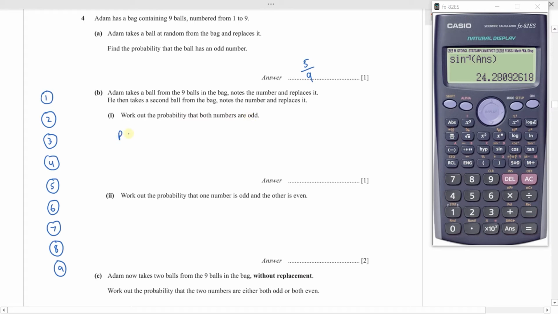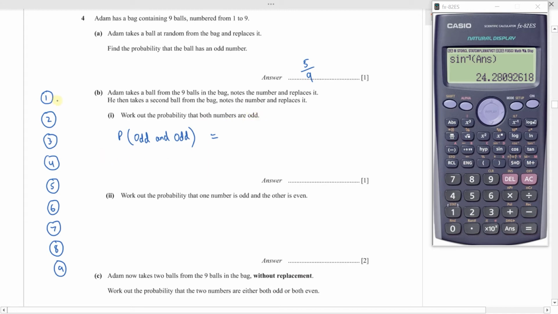So that means you need to find the probability that you get an odd when you pick the first one, and you pick another odd number when you pick the second ball. Since you are replacing it, your bag will always have the 9 balls inside whenever you're picking. When you pick the first time, you have all the 9 balls, and when you pick the second time, again you have all the 9 balls, since you put the ball back into the bag after you pick it. So what is the probability that both numbers are odd?